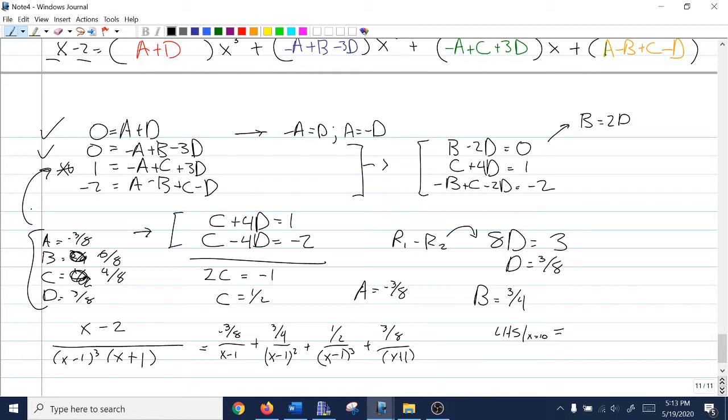Change A to a negative D in the second line. B minus 2D is 0. That seems right. Negative A becomes a D, I get C plus 4D equals 1. That seems correct. Negative B plus C minus 2D equals negative 2. This seems correct. B is 2D. Change the B to a 2D, nothing changes. Negative 2D plus C minus 2D is C minus 4D. This seems correct.